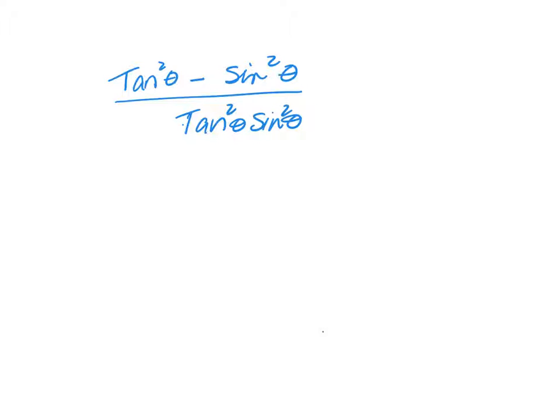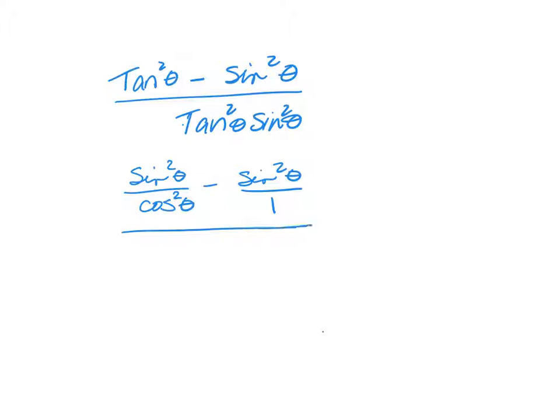So let's look at this. We have tangent. Tangent squared is sine squared of theta over cosine squared of theta. Because you look at your Pythagorean triples and there's nothing with a sine and a tangent in it, so you know you have to go to plan B. Over sine squared of theta over 1 over sine squared of theta over cosine squared of theta times sine squared of theta over 1.